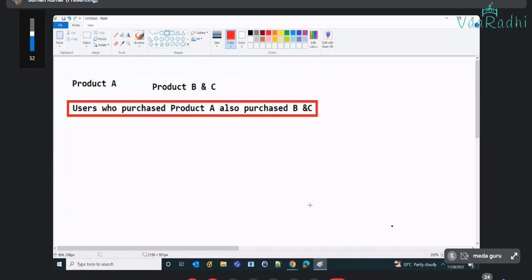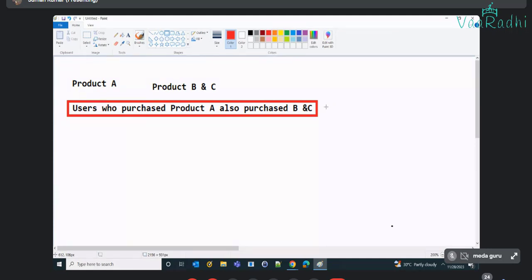Amazon, guys, because the user came to their platform to purchase product A, but Amazon is able to advertise itself to push the user, to motivate the user to buy product A along with B and C. Okay, this is their strategy. And how are they able to come to this kind of conclusion, guys? Based on the available data.